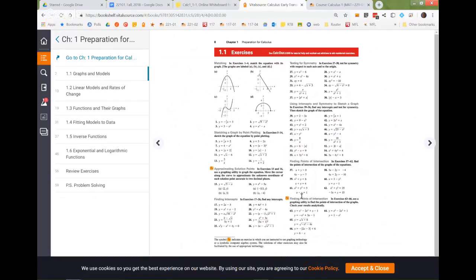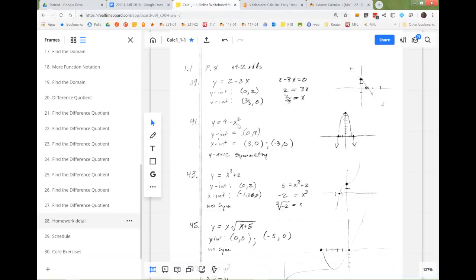So above 39, it says use intercepts and symmetry to sketch the graph. Find any intercepts and test for symmetry, then sketch the graph. So if we go back to mine, here's the first equation, 2 minus 3x. How do you find the intercept? The y-intercept is what? We know it's 0 comma something. So what does that tell you? Find f of 0. I did that, and I came up with 2.